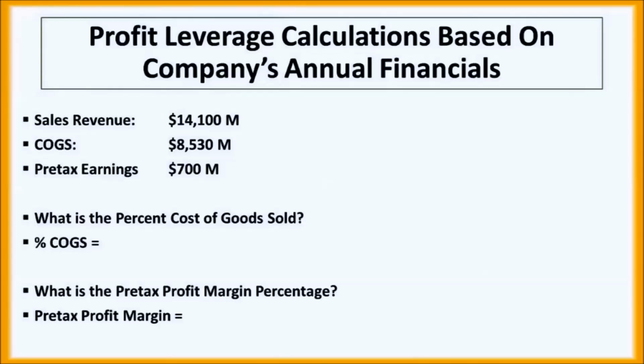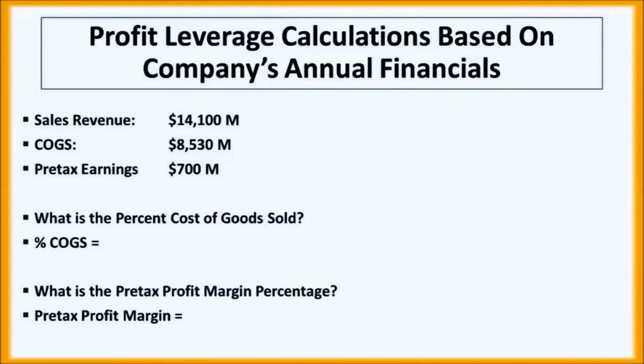Now, we talked about in class that many times values that show up on the company's financials are calculated as a percentage of their revenues. And so you're being asked here for two pieces of information. This is very similar to how an exam problem might be laid out. You're given sales revenue, cost of goods sold, which is COGS, the COGS number there, and pre-tax earnings, and you're asked to find the percent cost of goods sold and the pre-tax profit margin, which is also a percentage.